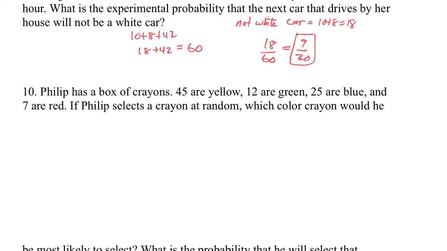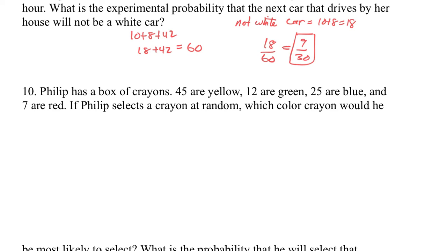Number 10. Philip has a box of crayons. 45 are yellow, 12 are green, 25 are blue, and 7 are red. If Philip selects a crayon at random, what crayon would it be? Okay, what would it likely be? It would likely be yellow, because there's more yellow than there is anything else. Yeah. Okay. There you go.